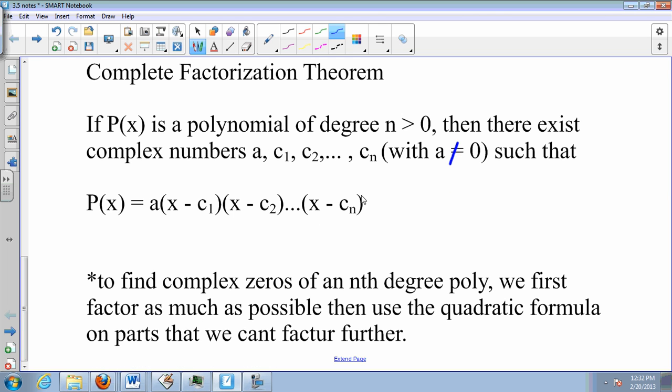To find complex zeros of any nth degree polynomial, we first factor as much as possible, then use the quadratic formula on parts that we cannot factor further.